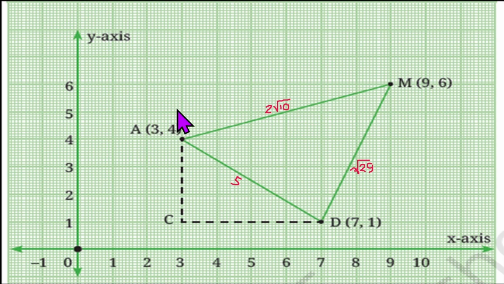So now x2 minus x1 is 7 minus 3, 7 minus 3 is 4 square, and 1 minus 4 is minus 3 square. So 4 square plus 3 square is 25, and square root of 25 is 5, and therefore here we have AD as 5 units. Remember that. Similarly, we can find out AM as well as MD by using distance formula. You can try finding out AM and MD by applying distance formula. You will find that AM is equal to 2 root 10 and DM is equal to root 29.